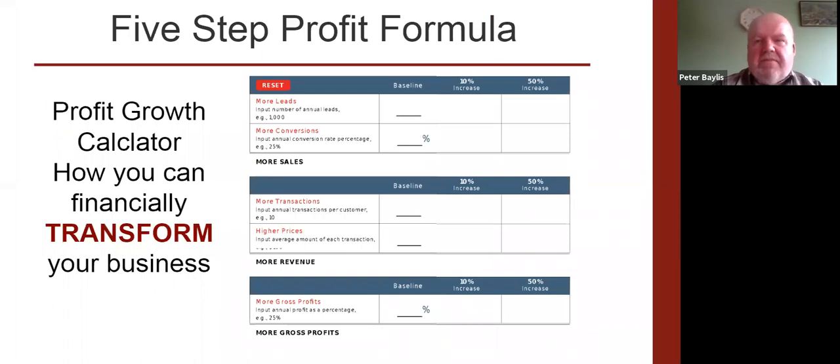Okay, so let's see what the reality of this is. Let's dig into some numbers and look at how you can financially transform your business. I think it was Albert Einstein who said that compound interest is the eighth wonder of the world. Although this is not exactly compound interest, it's not just a straight arithmetical effect that it has on your bottom line when we start to look at making changes in each of these areas. So imagine a business that has an input of 1,000 leads a year, and its conversion rate is 25%.